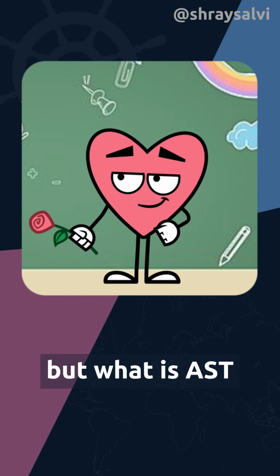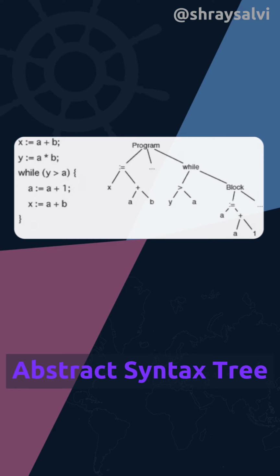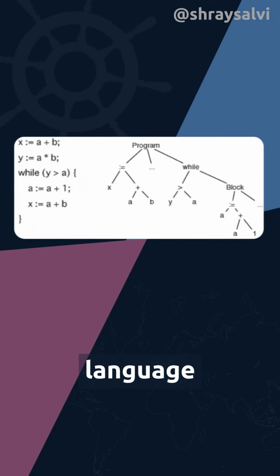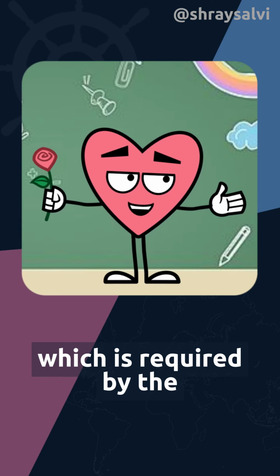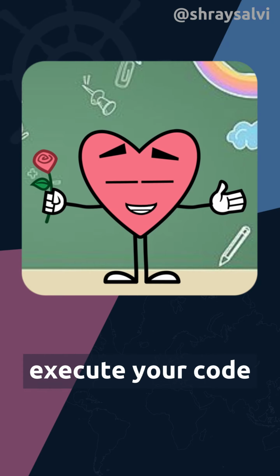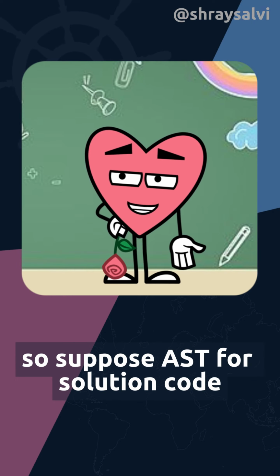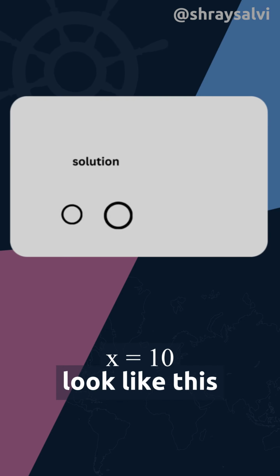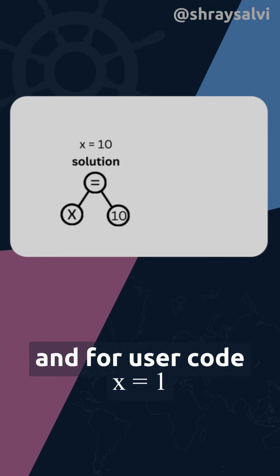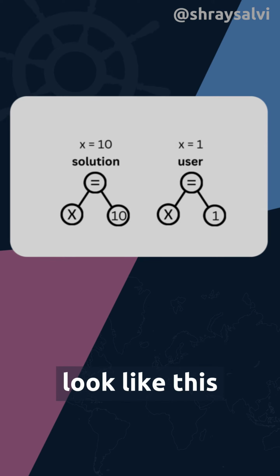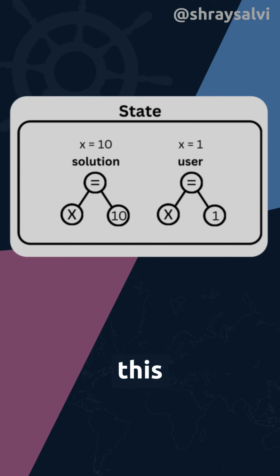But what is AST? So AST stands for abstract syntax tree, and every programming language has a syntax tree which is required by the computer to understand and execute your code. So suppose the AST for solution code x = 10 looks like this, and for user code x = 1 looks like this. Then the state will look like this.